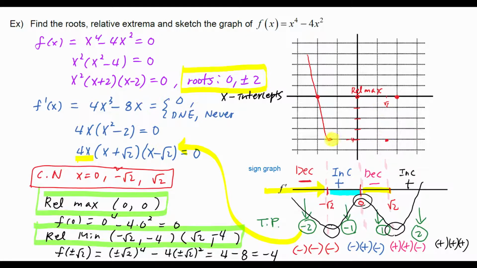So my graph will go back up and have a relative maximum here and go down here to have a relative minimum. And then again, your graph is going to start increasing from radical 2 to infinity. So now after that, it's only gonna keep on going up. So you sketch the graph of f.